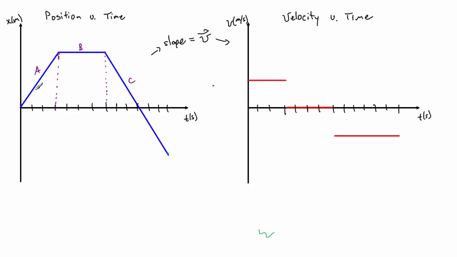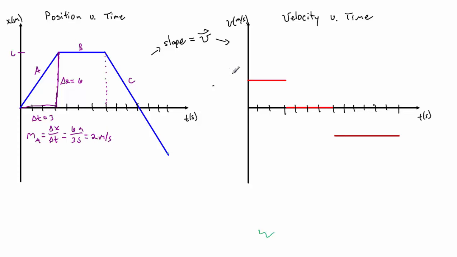So for A, we need to get the slope of this section right here. We'll add in a little slope triangle so we can see what's going on. This side is my change in position, which is, let's say, 6. And my change in time is equal to 1, 2, 3 units. So my slope for part A is the change in position over the change in time, which is 6 over 3, 6 meters over 3 seconds, which is 2 meters per second.